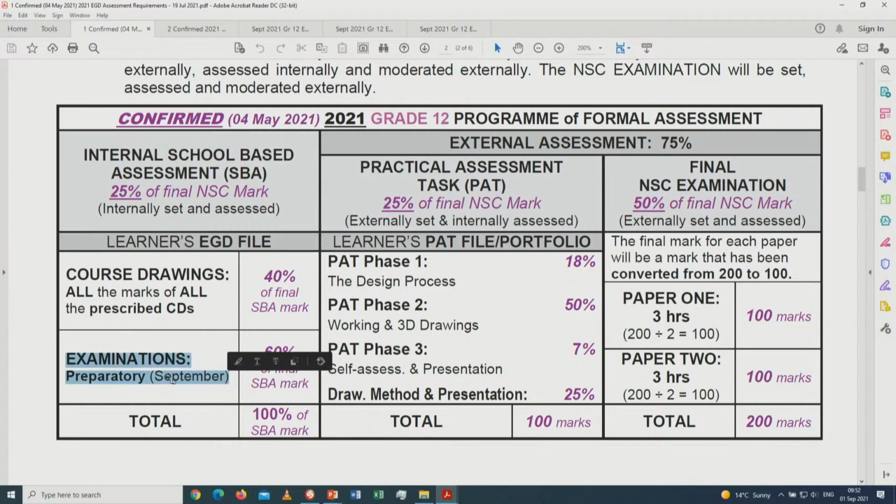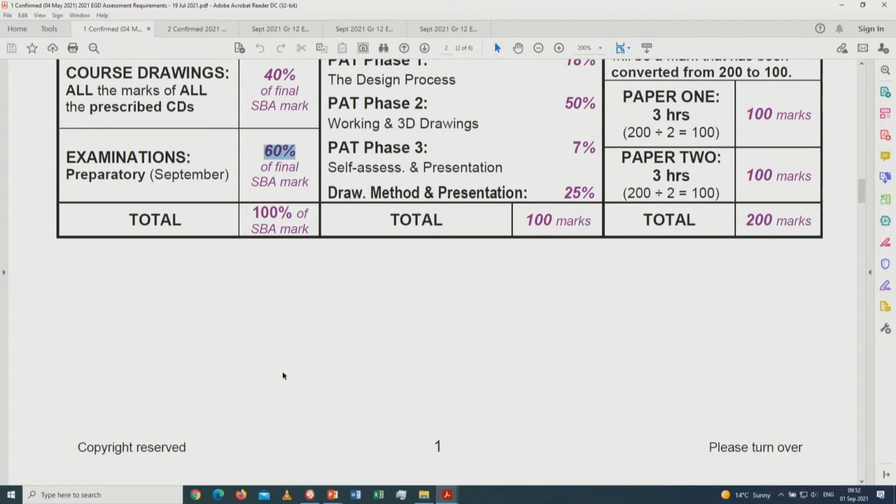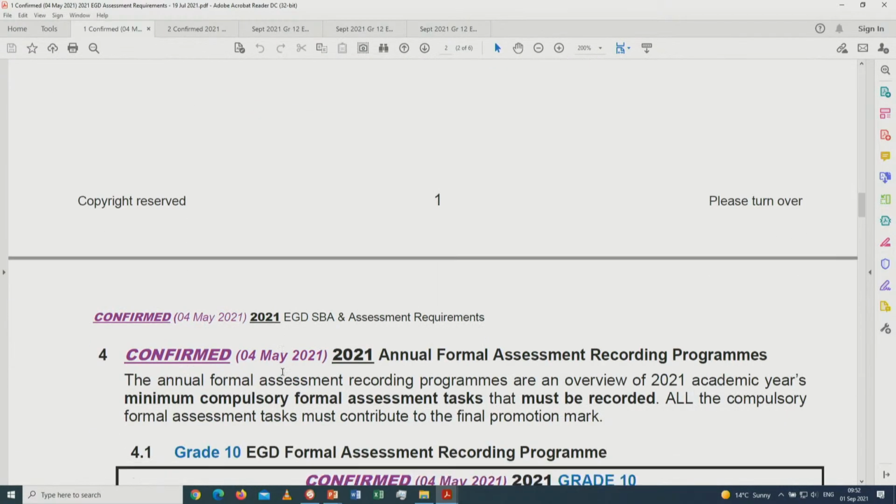Now, you will ask, what about the June exam? On SA-SAMS, it will not calculate the June exam. It will only calculate the September exam to a final mark over there. All right, so that is the importance of this, and this is why it is important to let the learners write the tests, of course.